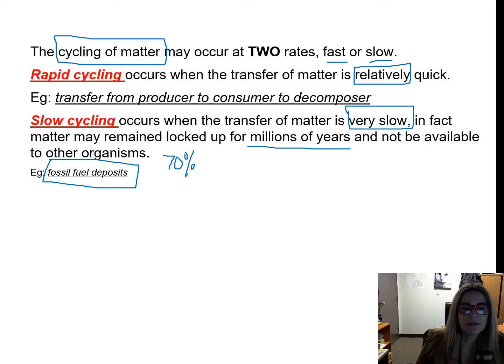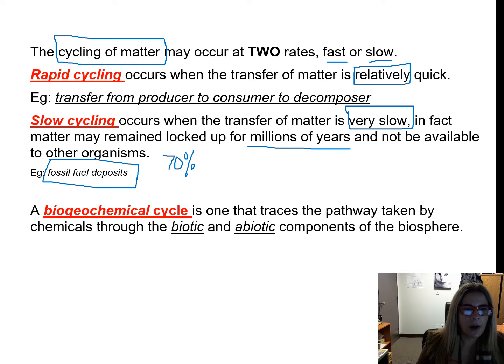Now, once fossil fuels are harvested and converted to materials like gasoline and burned in our cars, then of course that would be rapid cycling, right? Because as the engine of the car works and uses that gasoline, that's a very fast conversion of matter. But slow cycling takes a very, very long time.